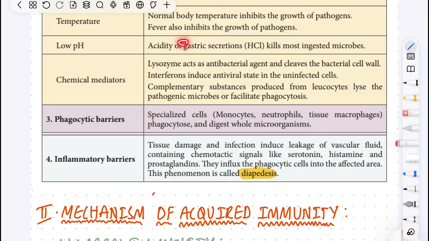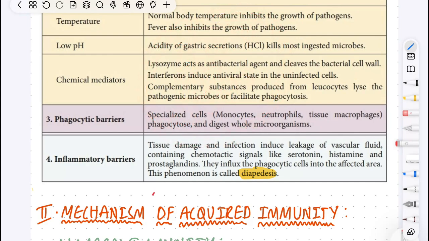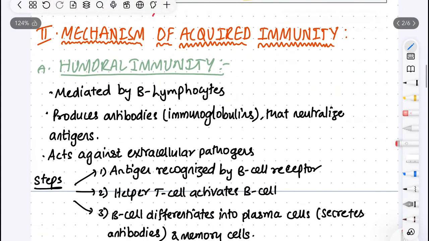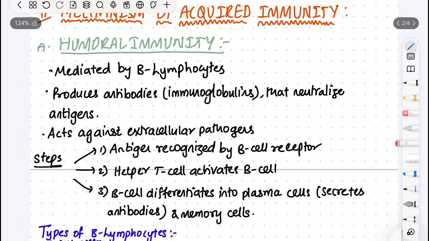Along with vascular fluid, serotonin, histamine and prostaglandins are released. They influx the phagocytic cells near the affected area. Now we'll look at the mechanism of acquired immunity, which is the most important one. First, humoral immunity. In this video we'll just discuss the basics. In the next coming videos we'll discuss in detail.